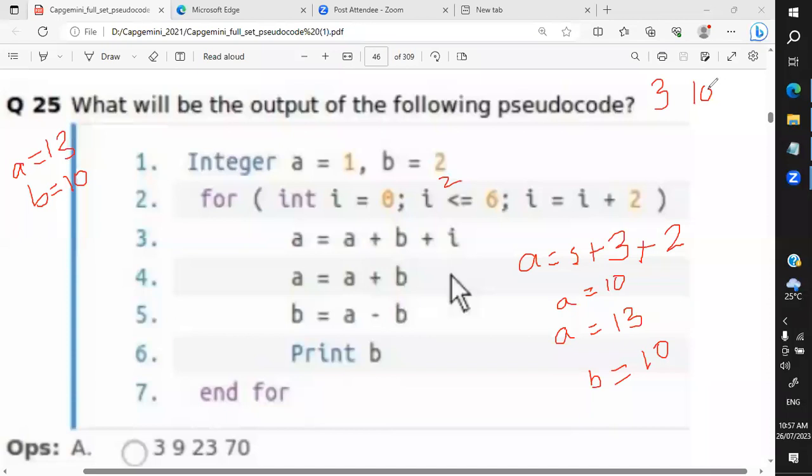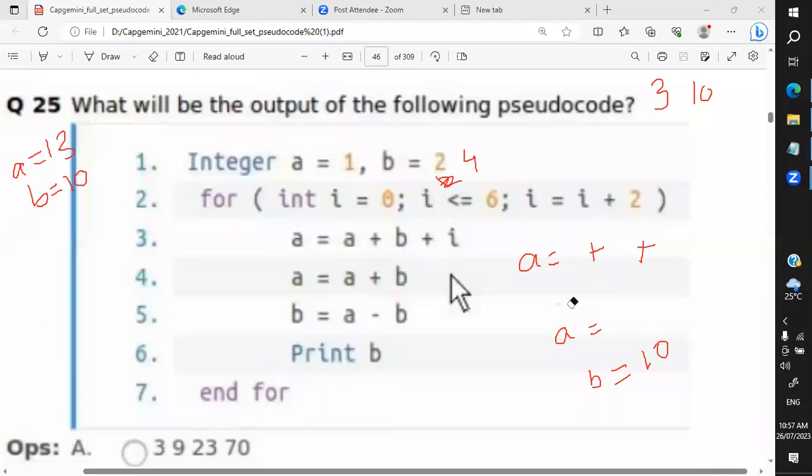Yes, what you said is correct, boys and girls. Who said 10 is correct? Okay, my mistake, I didn't see that. Next, after that, I value will become 4. When I is 4, what will happen? 4 less than or equal to 6, true. Enters inside.